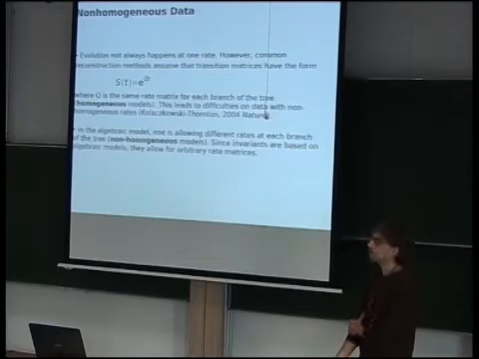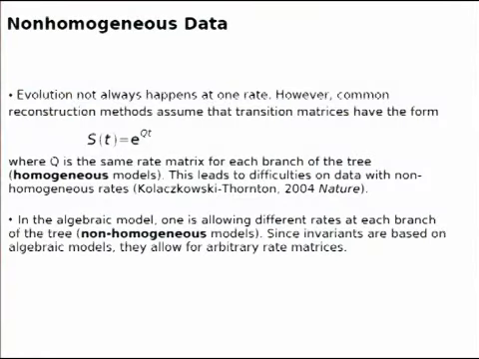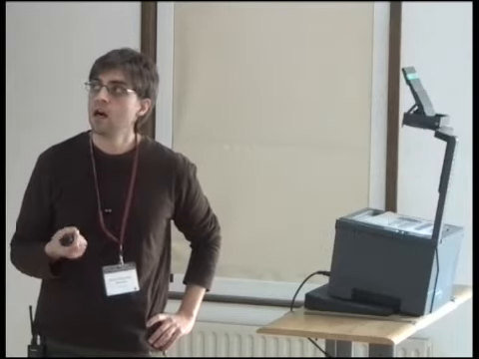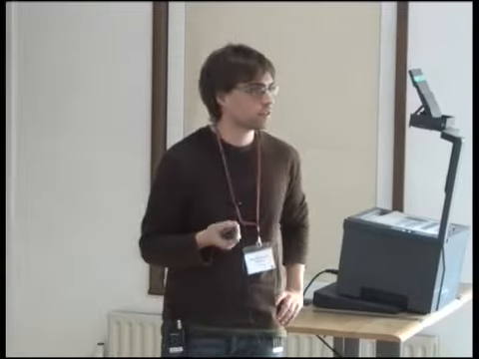Let me recall that in nature, there is wide evidence that evolution does not always happen at the same rate. However, common reconstruction methods assume that all the transition matrices have this form, the exponential of the rate matrix multiplied by the time, and this Q is the same rate matrix for all the branches in the tree. In this case, we say that the model is homogeneous. Since invariants are based on algebraic evolutionary models, and the parameters of these models are the entries of the transition matrices, it's reasonable to hope that phylogenetic reconstruction methods based on invariants are going to be highly efficient, especially for non-homogeneous sets of data.